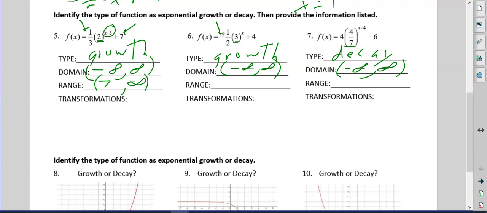Negative, which means it's going towards negative infinity. How high is it going? 4. Again, never crossing 4. Never even touching it. Positive, so positive infinity. How low? -6.